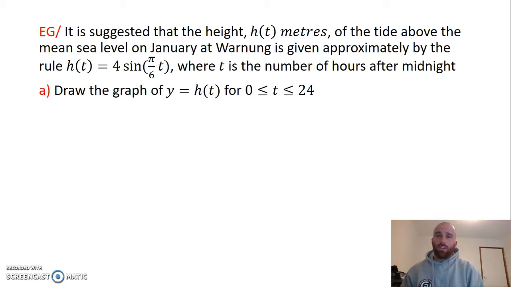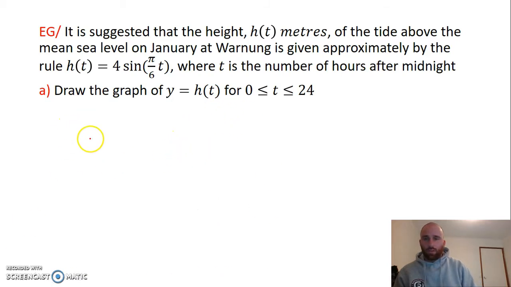The question is, it is suggested that the height H(t) meters of the tide above the mean sea level in January at Warning is given approximately by the rule H(t) equals 4 sine pi on 6 t, where t is the number of hours after midnight. We need to draw the graph of y equals h of t.